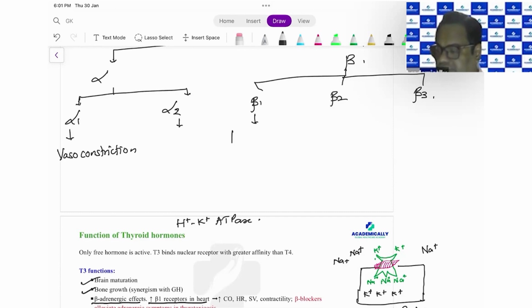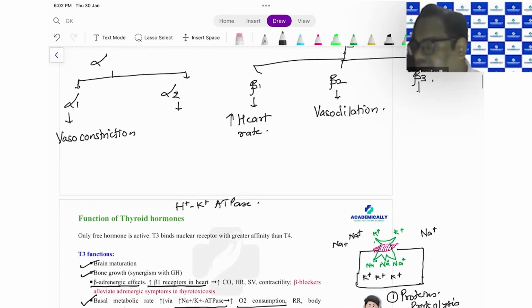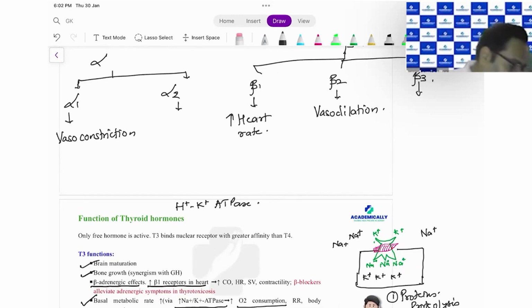Beta 1, what does it do? It increases the heart rate. Beta 2, what does it do? It causes vasodilatation. It also causes bronchodilation. Okay, so this is the effect. What is the effect of beta 3? The agonist of beta 3 is used for overactive bladder. They cause the bladder to become slightly toned. Okay, so there is something called mirabegron, which is a beta 3 agonist, which is used for overactive urinary bladder.